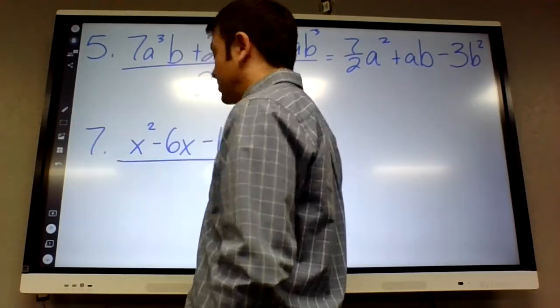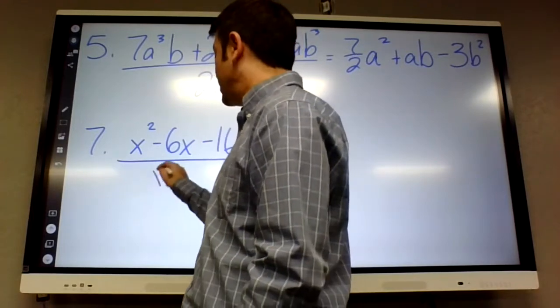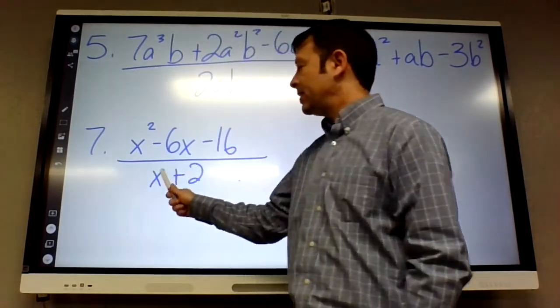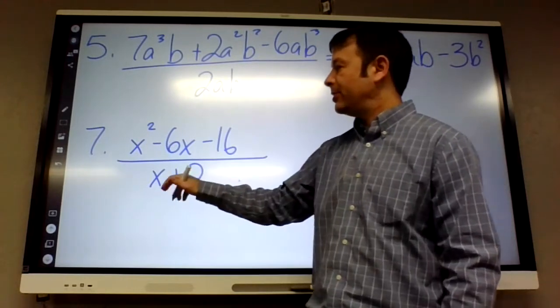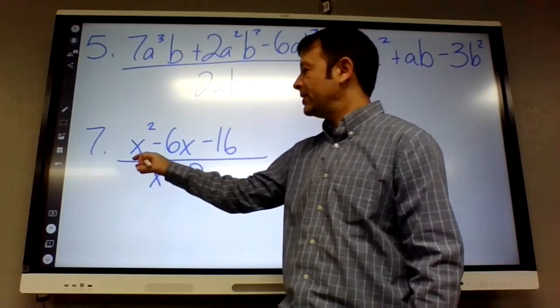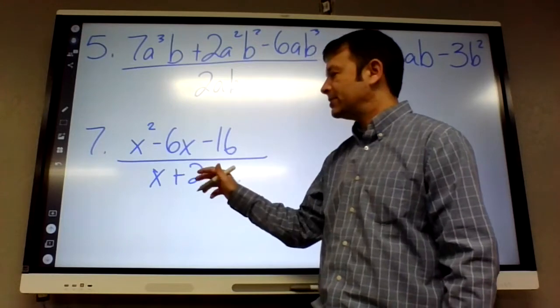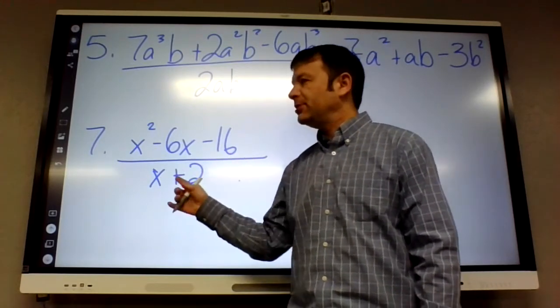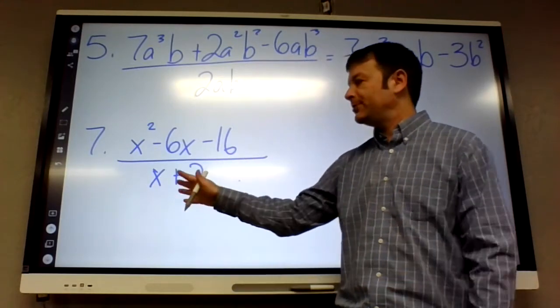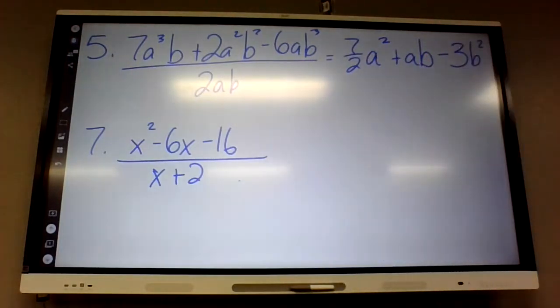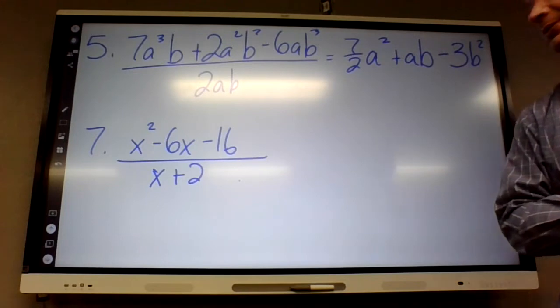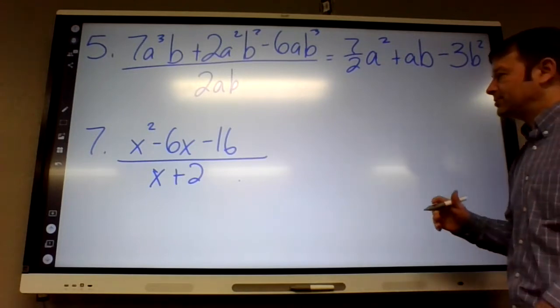Well, let me write it with the division bar. We're dividing by 2 terms, x plus 2, instead of 1 term. So we can no longer just say divide this by x and 2. That's not going to work. So when you're dividing by 2 or 3 or 4 terms, you have to use long division or synthetic division. So on 7, they're telling us to use long division.